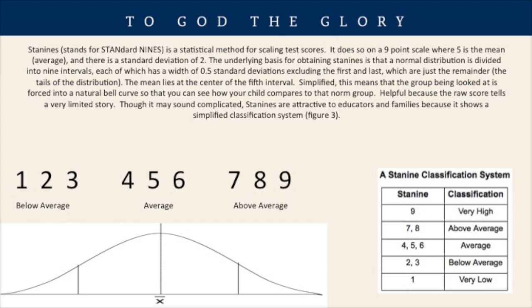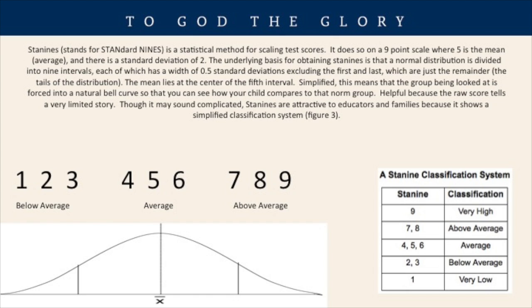We probably all had a class in the old days where we took a test and then it was curved. This is kind of like a curve in a sense where, no matter what you got on the test, your stanine depends on where that falls with how everyone else did as well. So the mean or the average lies at the center of the fifth interval. Simplified, this means that the group being looked at is forced into a natural bell curve so that you can see how your child compares to the rest of the norm group.